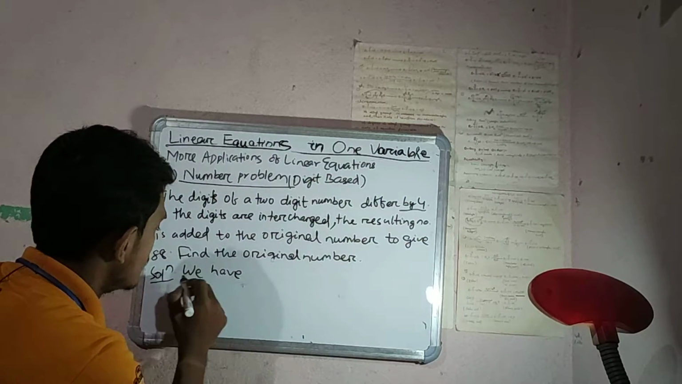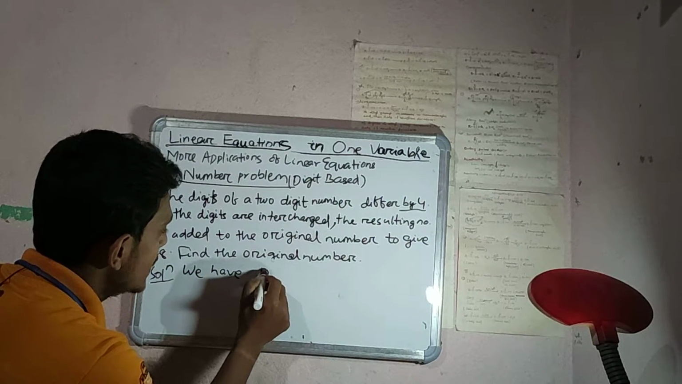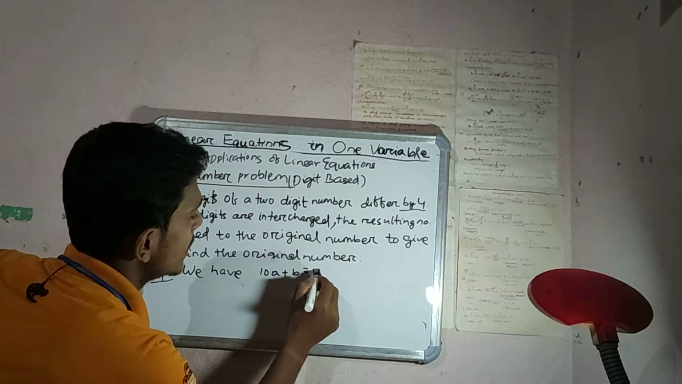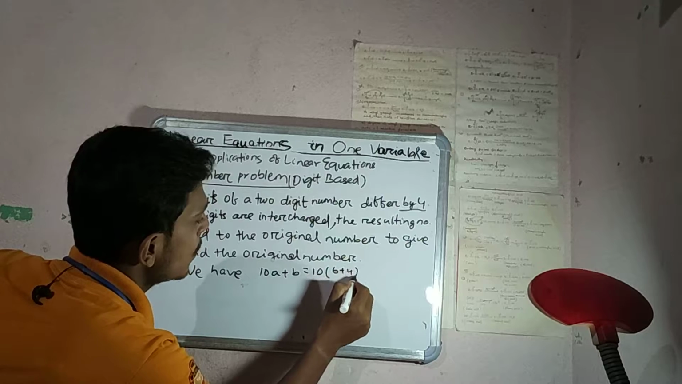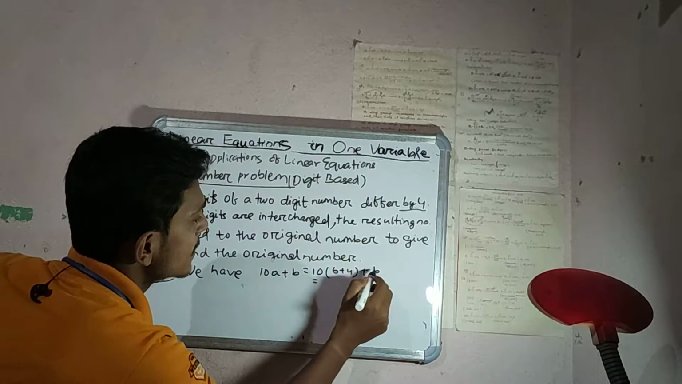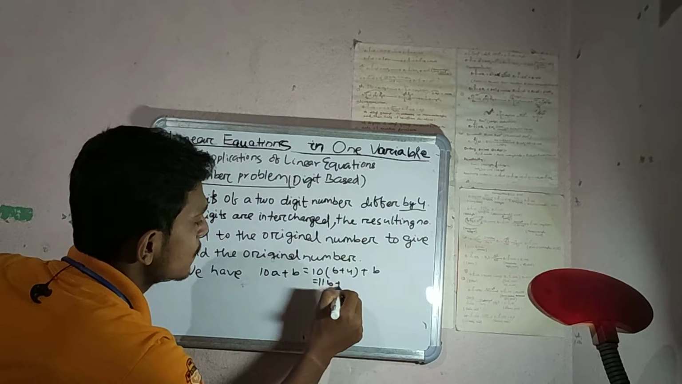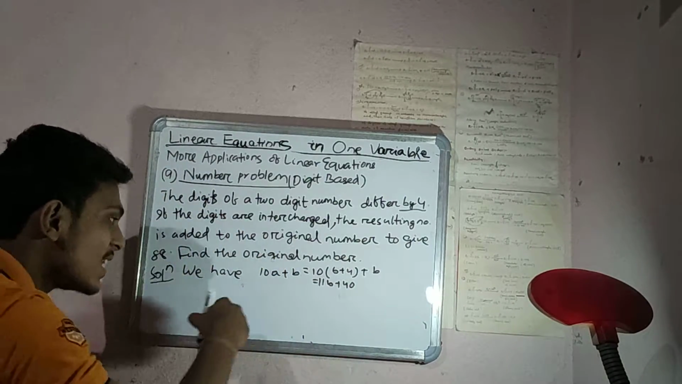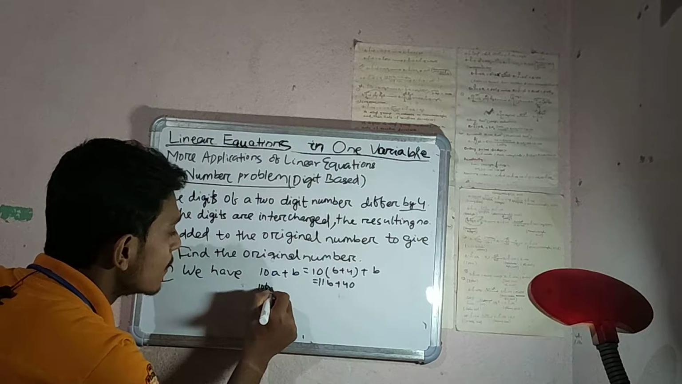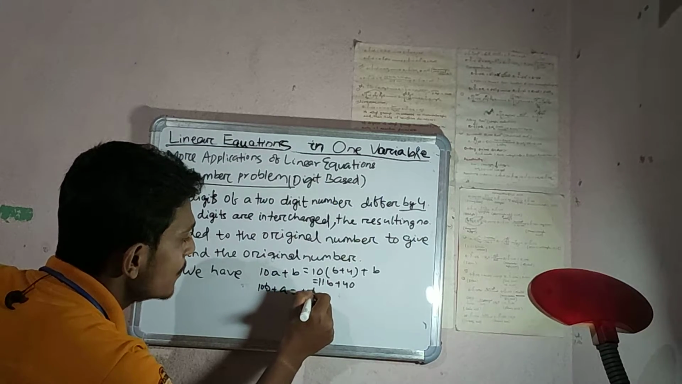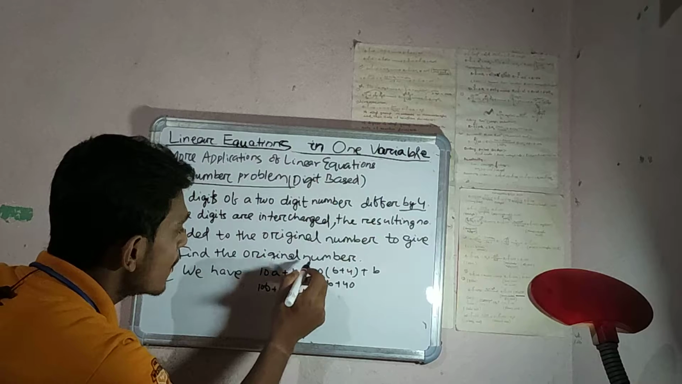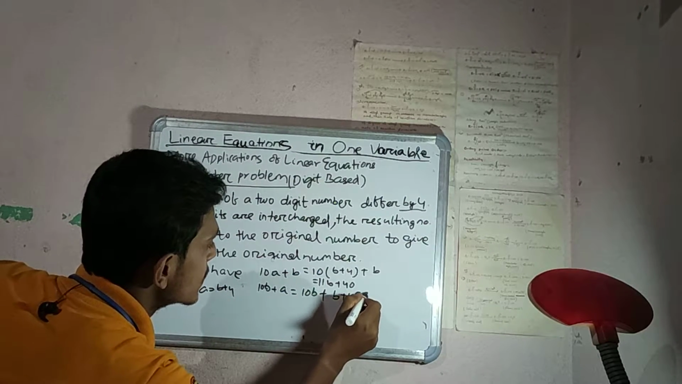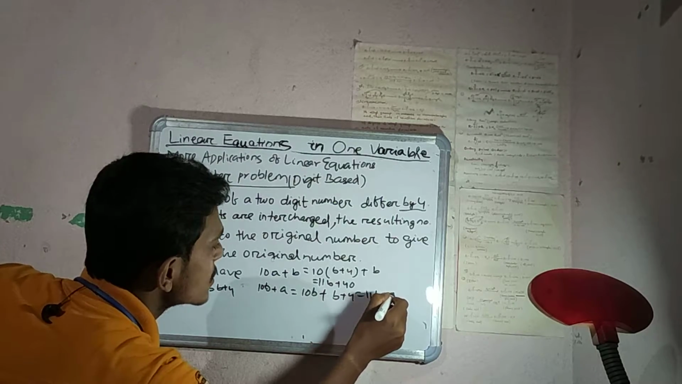We have the 2-digit number, one is 10A plus B, that is equal to 10 multiplied with B plus 4 plus B, that is 11B plus 40. Then again, if the digits are interchanged, then 10B plus A, that is 10B plus, what is the value of A? B plus 4. So that is 11B plus 4.